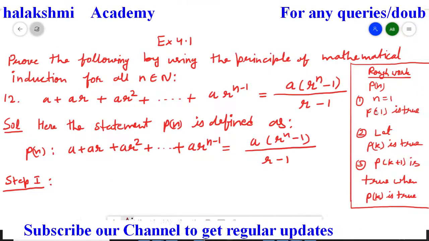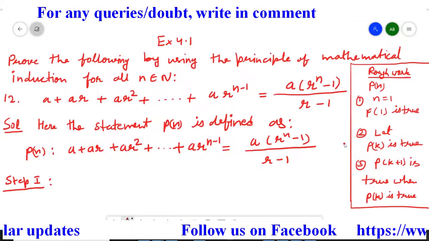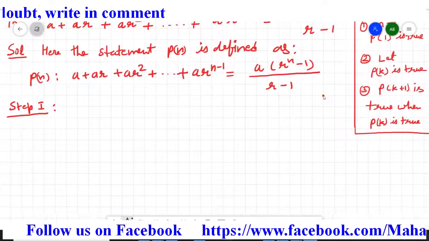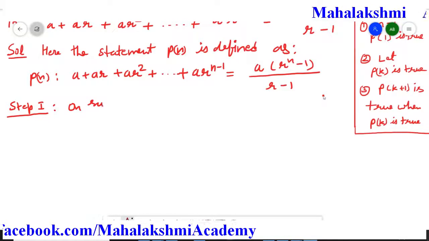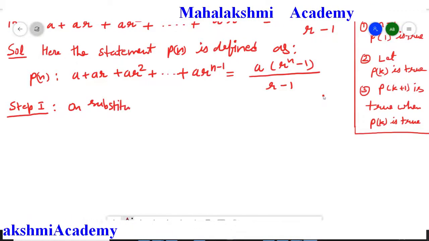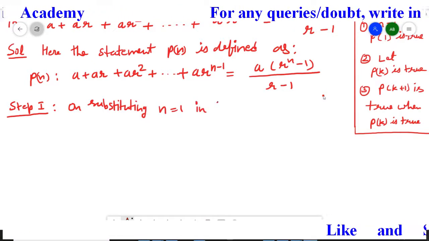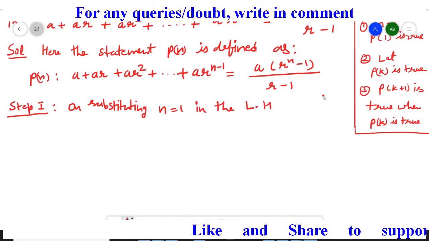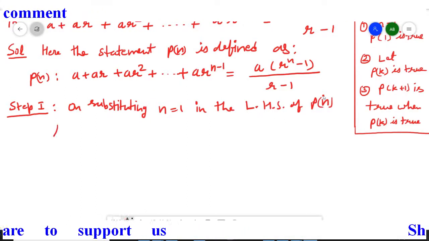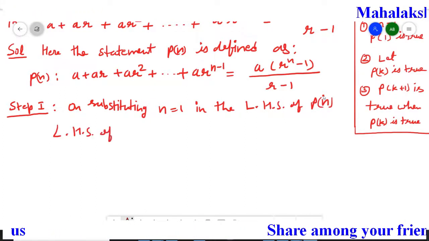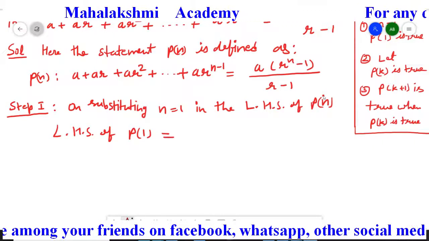So in step 1 what we have to do? We have to show that the P1 statement is true. So instead of n we are going to substitute 1. On substituting n equal to 1 in the left hand side of Pn, that will give us the left hand side of P1. So instead of n we are substituting 1, that's why instead of Pn just write P1.